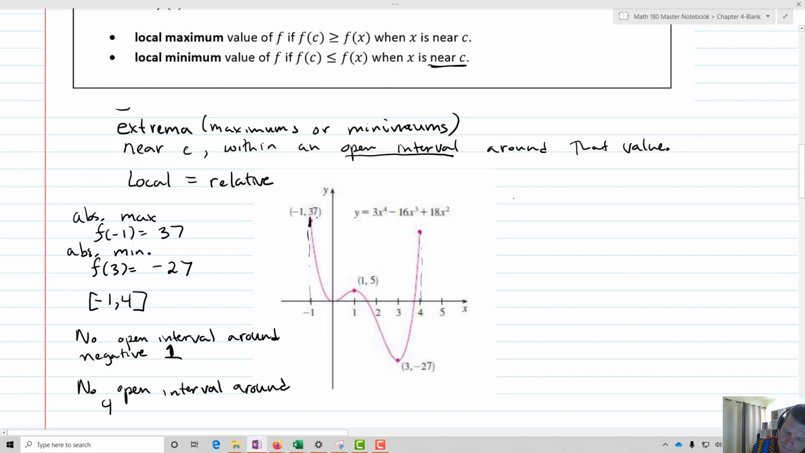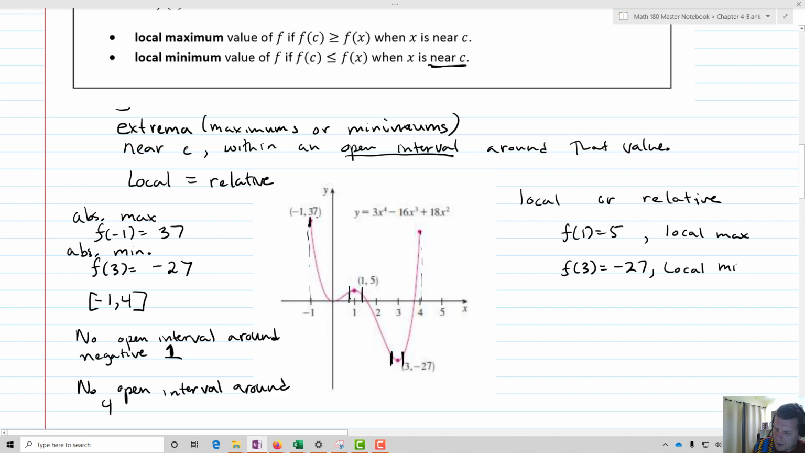Now let's talk about local or relative extrema. If I look here, you can kind of see them. For example, f of 1, which equals 5, is a local max. Everything around that point is less than it, and we can construct an open interval around 1. Because we can construct an open interval around 1, it's possible for 5 to be the local max. Same thing down here with 3. In this case, f of 3 equal to -27 is also a local minimum.